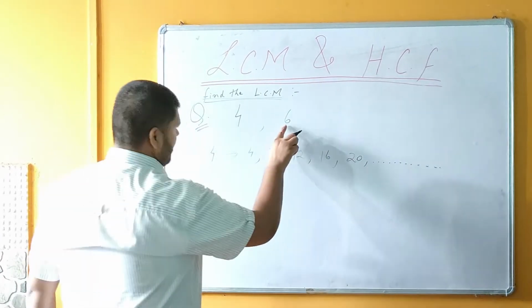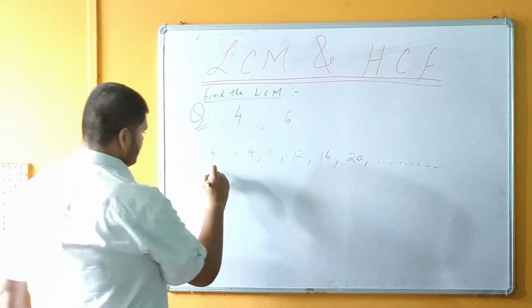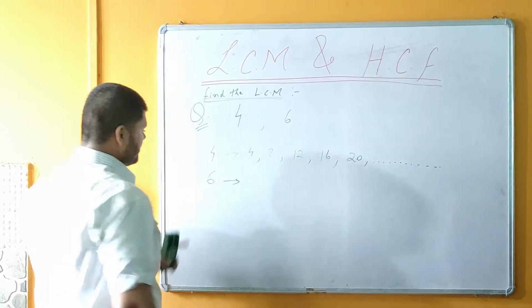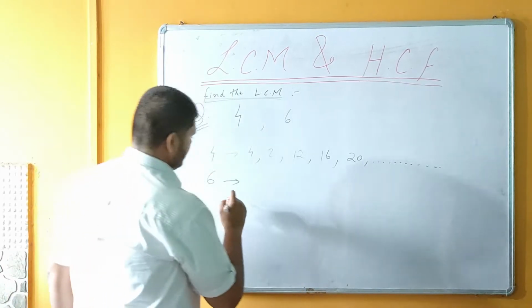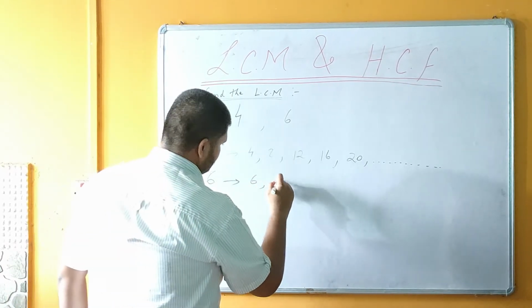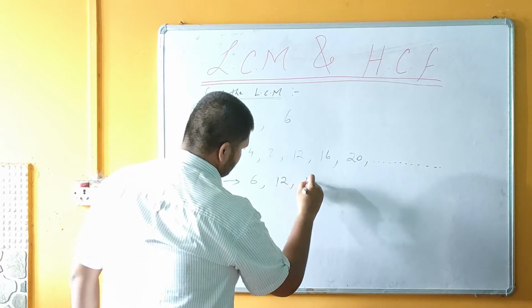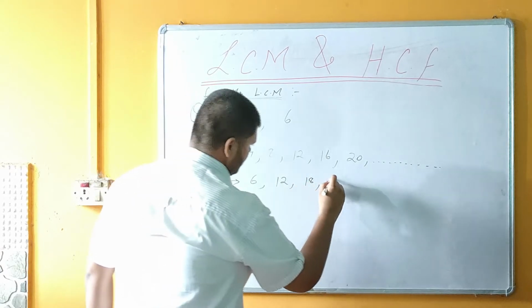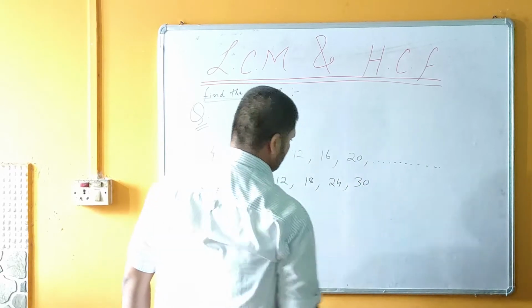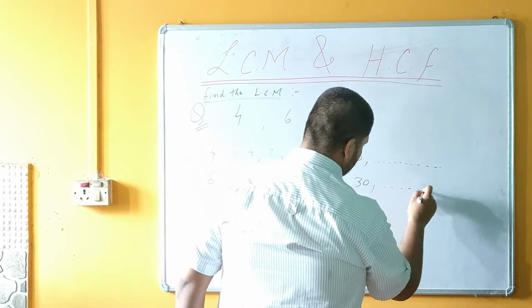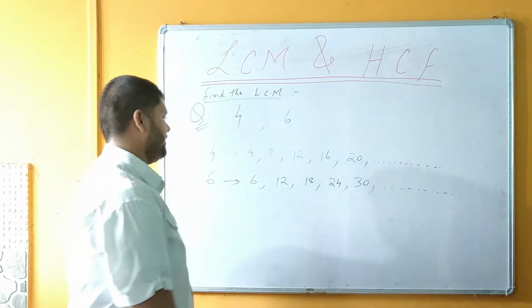Okay, now we will deal with 6. So, what are the multiples of 6? You have to write the table for 6. That is 6 1s are 6, 6 2s are 12, 6 3s are 18, 6 4s are 24, 6 5s are 30. In this way it will continue up to infinity.